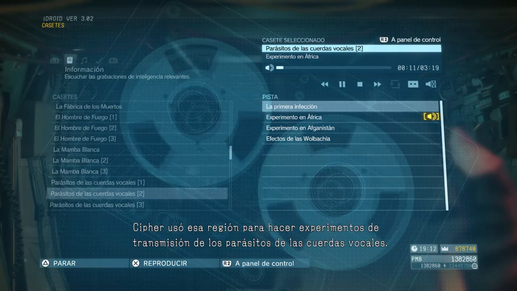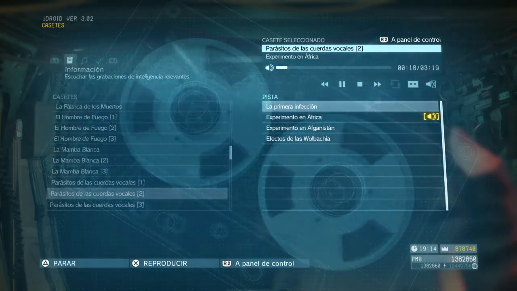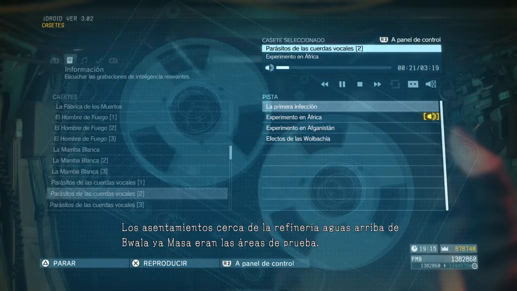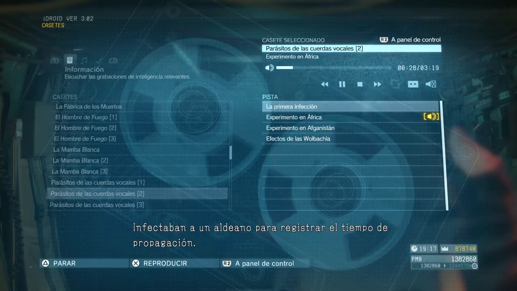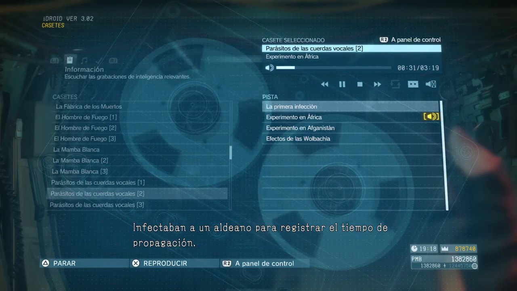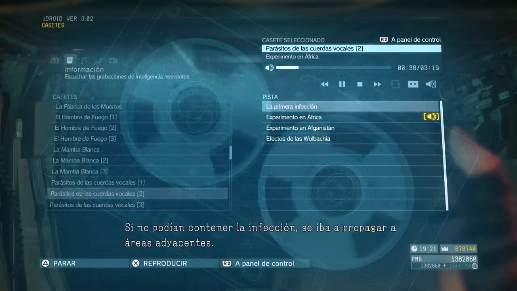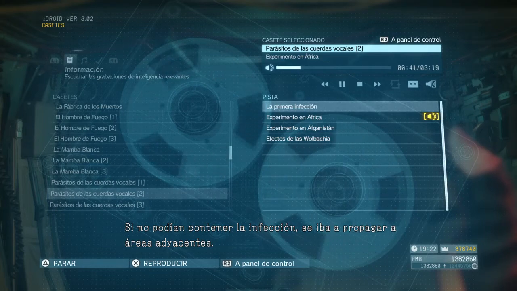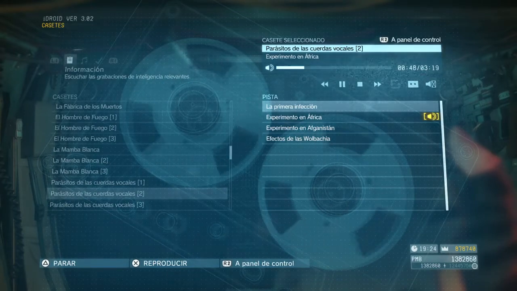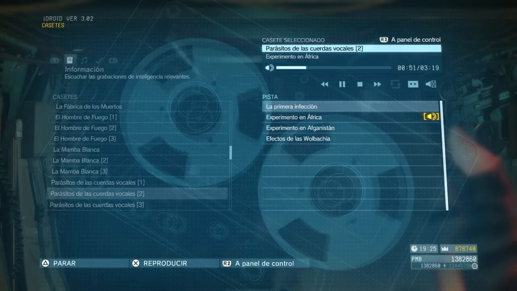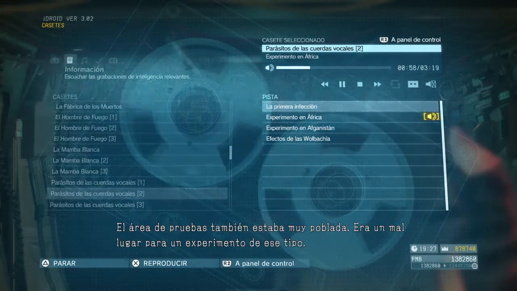Cypher used that region to experiment with vocal cord parasite transmission. The Kikongo strain. The settlements around the refinery upstream of Bwala Yamasa were the proving grounds. They would infect one villager, then record transmission speed. Dangerous work. If they failed to contain the infection, it would slip into the surrounding regions, at which point the world found out about the parasites, making them useless as a weapon. Incredible they'd risk such a thing. The test site was densely populated too. A terrible place for such experiments.